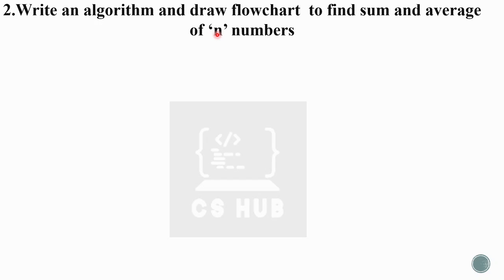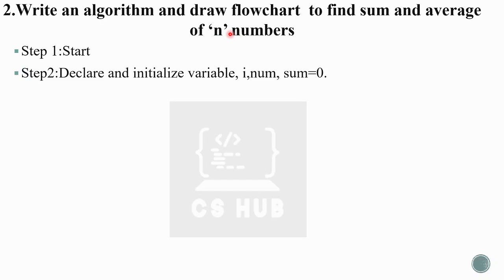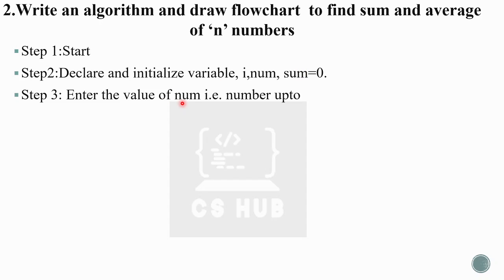And after we have to add those numbers and find out the sum and average. Okay. Let's start with the algorithm. Step 1, of course, start. Step 2 is to initialize the variables. Variables are, we need I, num and sum is initialized to 0. Enter the value of num. So next step is to read the input.